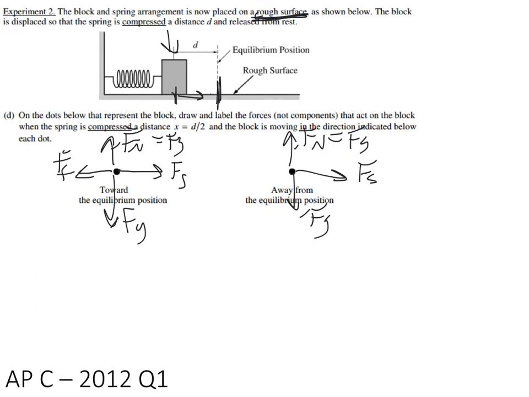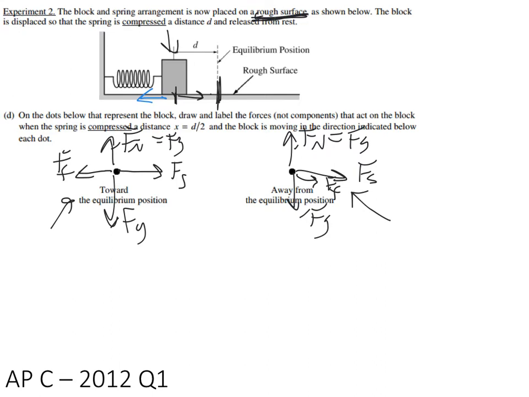Now when it's moving away from the equilibrium position, again it has to oppose that motion, so it's moving to the left. Now friction is going to be moving to the right. So this is what your FBD should look like. Both ones should have 4 forces. Here, the 4 forces are in opposite directions. Here, 2 of the forces are in the same direction. Spring and friction.